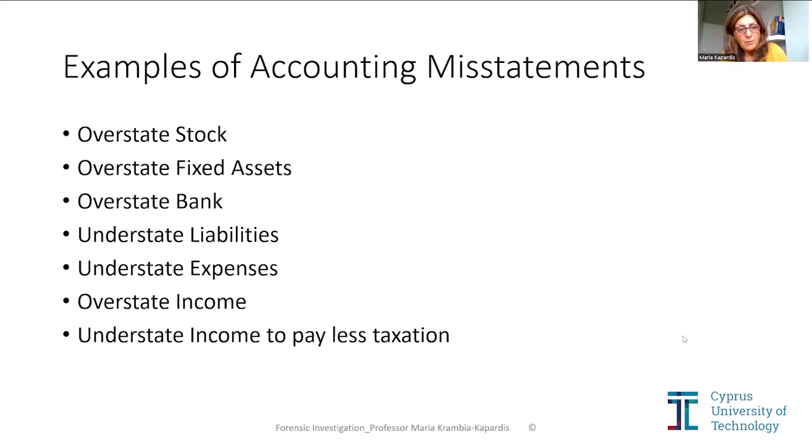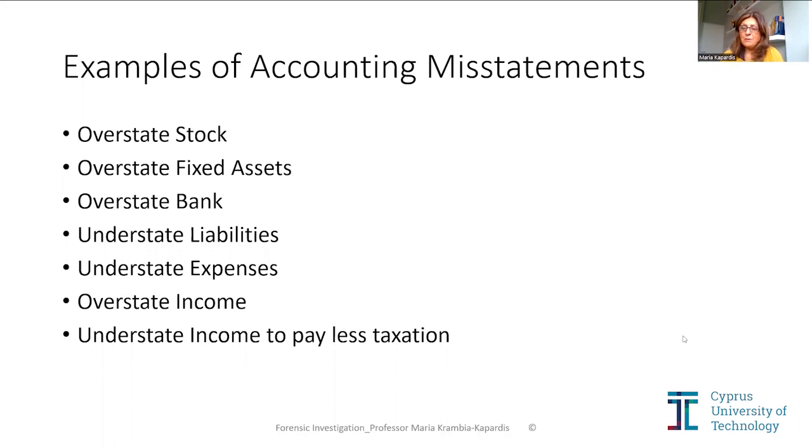They take the money and run away. So be careful with overstatement of assets, fixed assets, banks, and understatement of liabilities. They might hide a liability, or understate expenses, overstate their income, or understate income to pay less taxes.